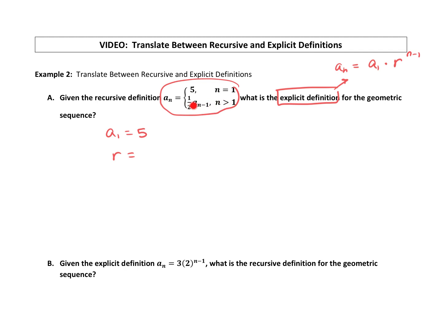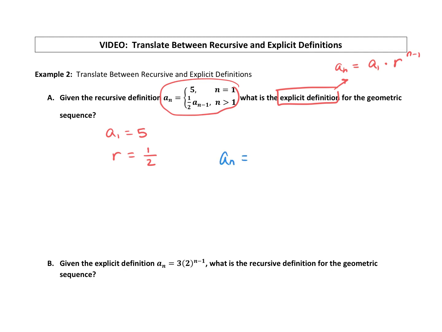And then the common ratio comes from the second line. You take your a sub n minus 1, your previous term, and you multiply it by the common ratio, and see how we're multiplying it by the 1/2. So our common ratio is 1/2. All right, we have the two pieces of information. Now let's write our explicit definition.